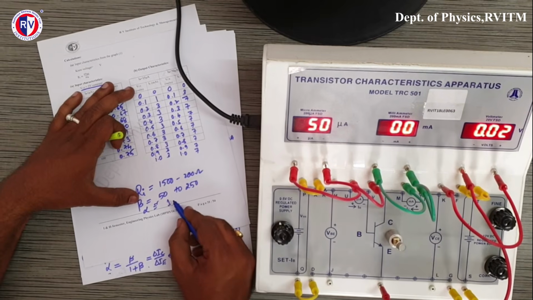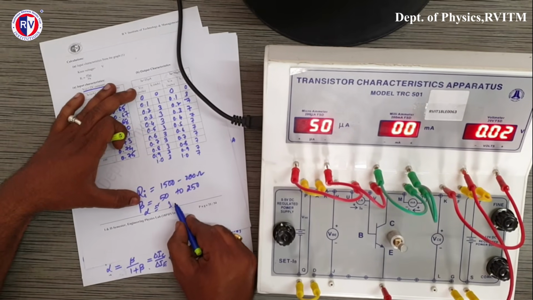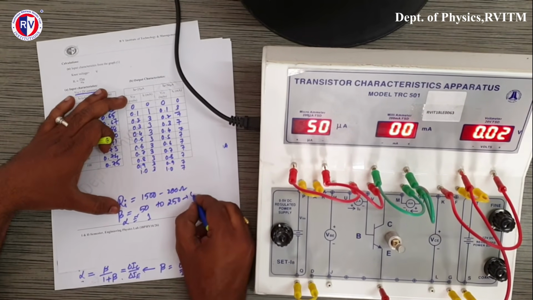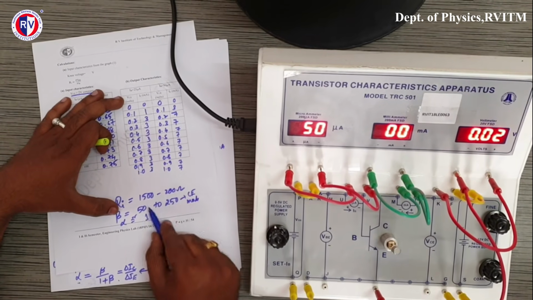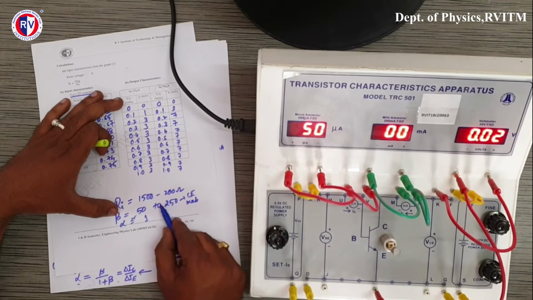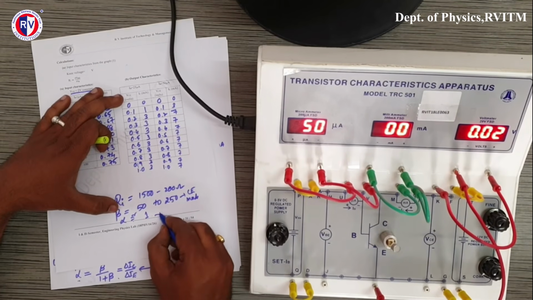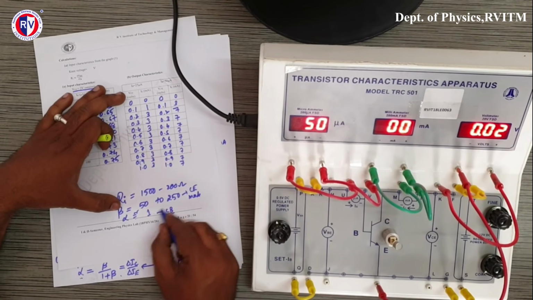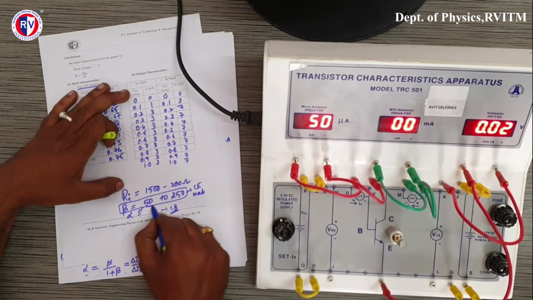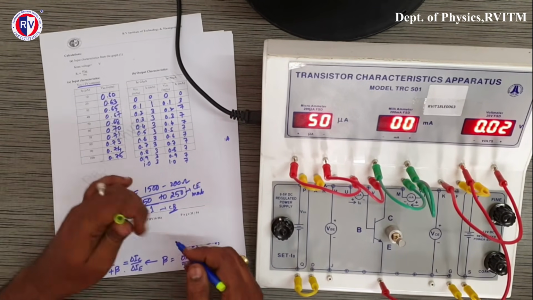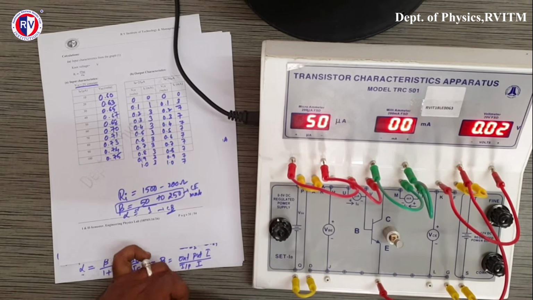By looking at these values, beta and alpha, which are the current gains in CE mode and CB mode respectively, we can say that this NPN transistor can be used as an amplifier only in CE mode, because the gain is more and amplification is possible in CE mode, not in CB mode. In CB mode it is only approximately 1, therefore we can use CE mode for amplification applications. Okay, thank you.